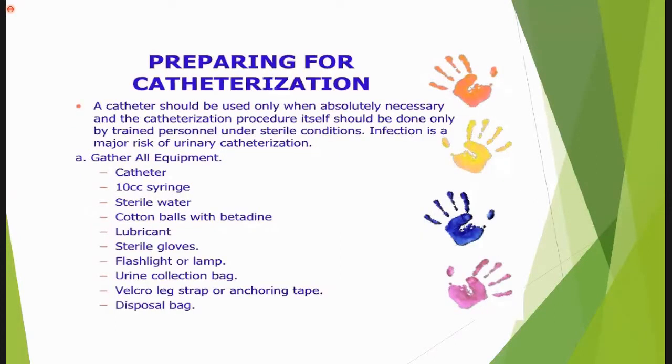Preparation for the catheterization. Which equipment do we have to use in this procedure? Catheterization should be done only when absolutely necessary, and the procedure itself should be done only by trained personnel under sterile conditions. Infection is a major risk of urinary catheterization, so we have to use sterile equipment and maintain sterilization.